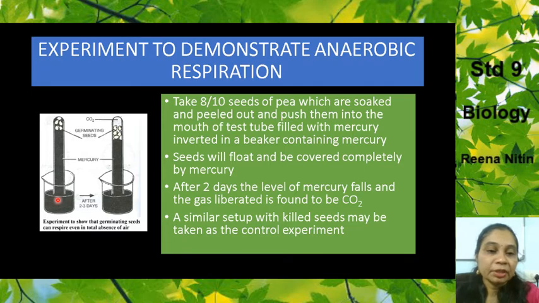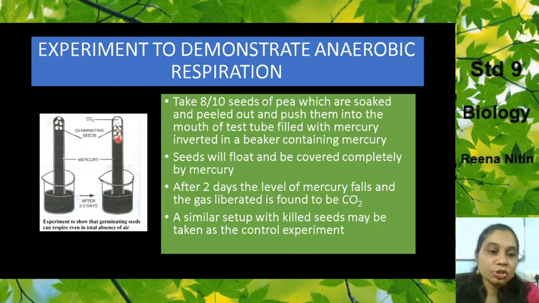Now what will happen? The seeds will float. Obviously they are lighter than mercury, so they will float on top, and here you have pushed enough mercury into the test tube. Outside also there is mercury, so the mercury level will go up here, and all these seeds will be covered with mercury. Leave the setup for a few days, for 2 days, and the level of mercury falls down. After 2 days, 2 to 3 days is written here, the level of the mercury will dip down.